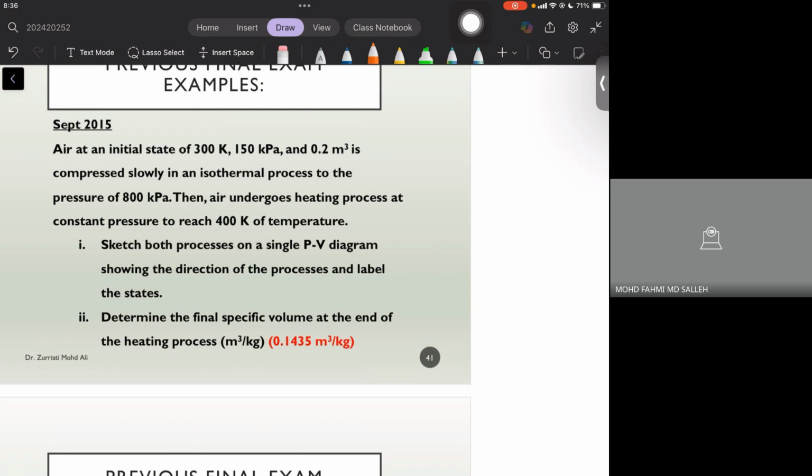So this question requires you to sketch both processes on a single PV diagram showing the direction of the processes and label the states. They also require you to determine the final specific volume at the end of the heating process, and the answer should be in meter cube over kilogram. As usual, first we are going to look into the substance from this question. Here we can see the substance is air and it will be considered as an ideal gas. Thus, for this particular question, we are going to use the equation of formulas to solve.